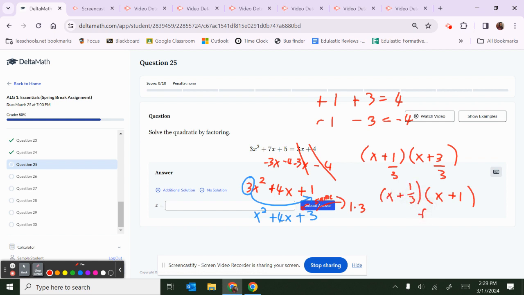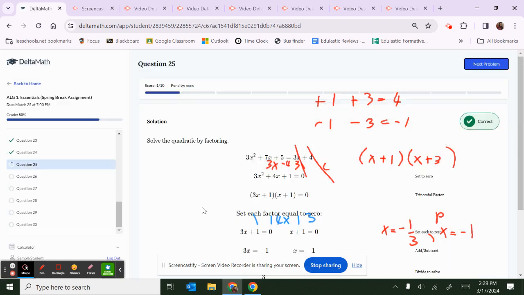So now we're going to flip the signs to get our two values of x. So again, our two values of x is going to be positive 1 over 3. So, oh, sorry, negative 1 over 3. All right, and a negative 1. Okay, so again, guys, those are your two values of x. All right, so negative 1 and negative 1 over 3. Doesn't matter which one you type in first.